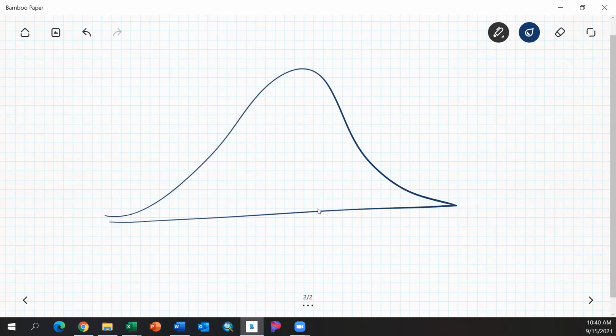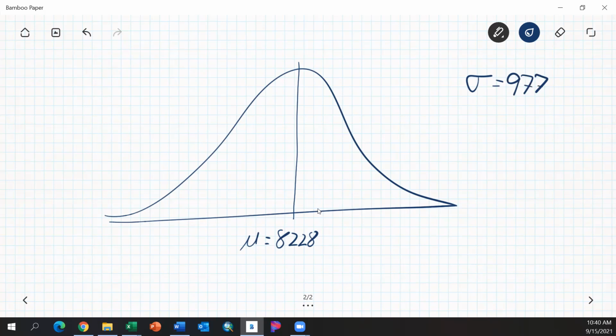There are several things to remember about the normal curve. The area under the normal curve is 1. It is symmetric, and the center of the normal curve is the mean. So here's our mean, school spending per student with a value of 8,228. The curve has a standard deviation of 977, which tells us how wide the curve is. However, we do not hand draw these curves to scale, so it won't change our hand drawing.